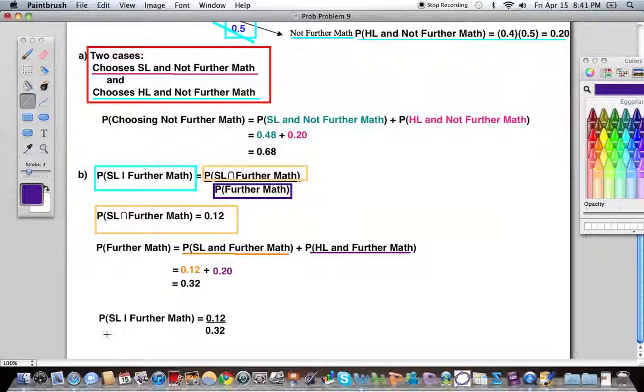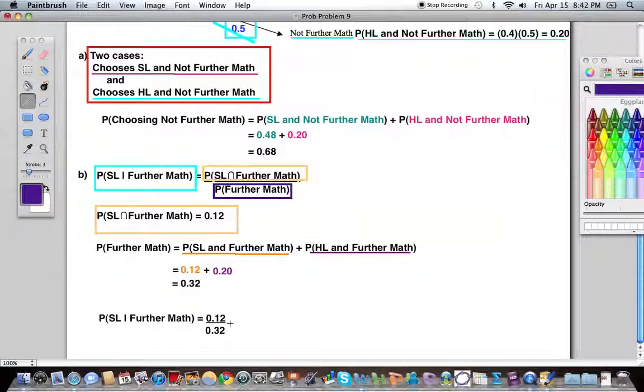So we know our probability of choosing SL given choosing further math is equal to 12/100 divided by 32/100. So the probability of choosing SL and further math divided by the probability of choosing further math. Now this isn't the final answer. You'll have to plug it into your calculator and find what that gives you. So plug in 0.12 divided by 0.32, and that will give you your answer.